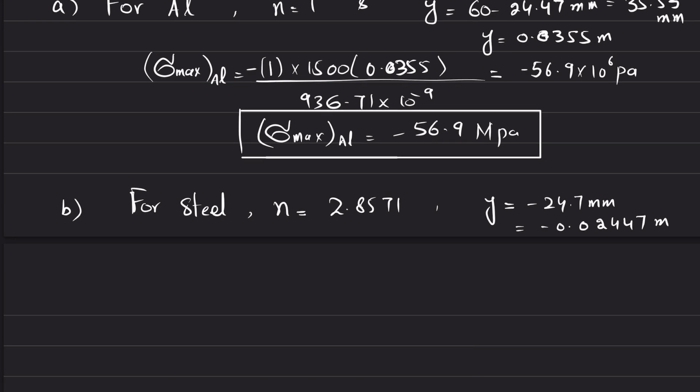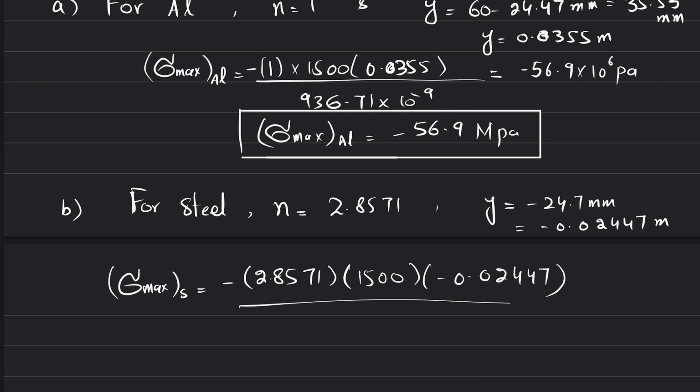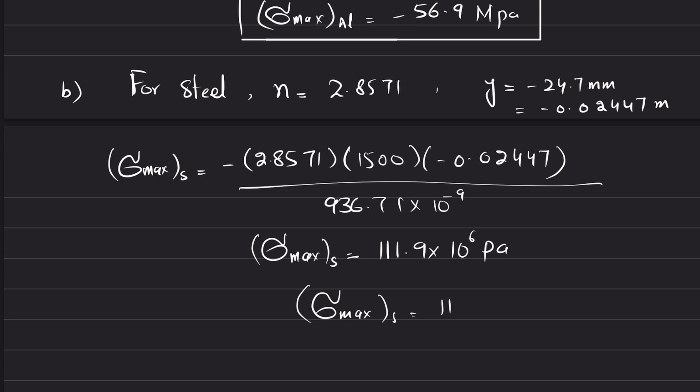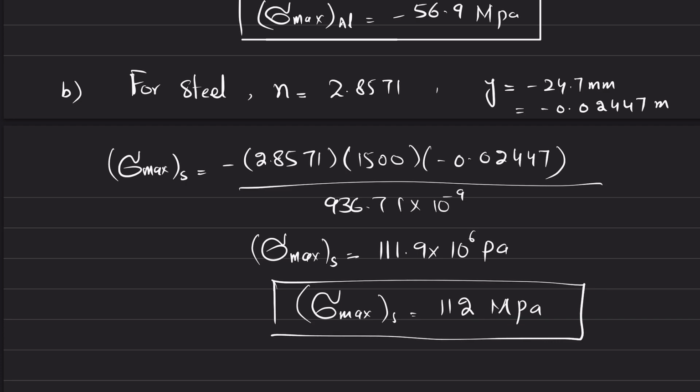So you will just put the value. Maximum stress for steel is equal to minus 2.8571 into moment, which is 1500, and y is minus 0.02447, divided by I, which is 936.71 into 10 to the power minus 9. Again, when you solve this, you will get the maximum stress in the steel portion equal to 111.9 into 10 to the power 6 Pascal. So maximum stress in steel comes out to be 112 mega Pascal, and this is a positive value.